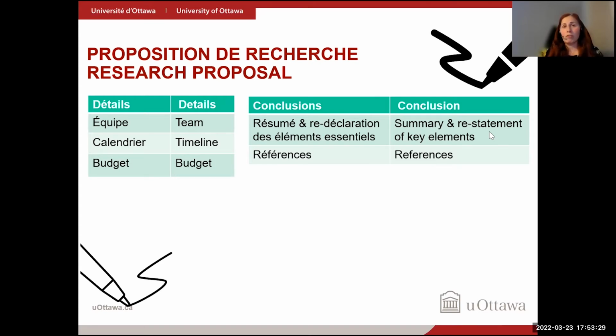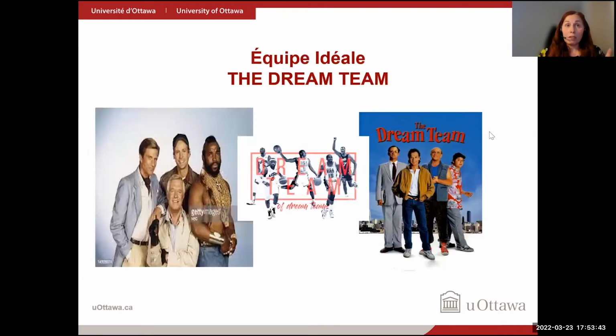And the final section of the proposal wraps up the whole proposal, restating the key elements and the intended input with all the references that were used to formulate the proposal. So let's talk about these different topics. The team. You need a team. Honestly, you need a dream team, because otherwise your project will not happen.